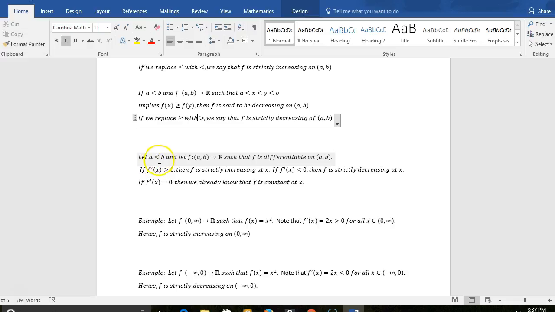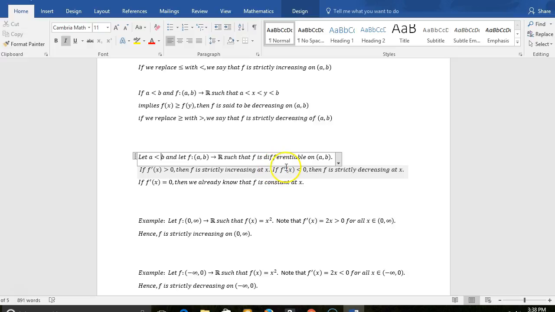Let a be less than b, and let f be a function from the open interval (a, b) into R, such that f is differentiable on the open interval (a, b). If f prime of x is greater than 0, then it can be shown that f is strictly increasing at that point x. We're not going to show that. I'm not going to prove it, but it can be proven.